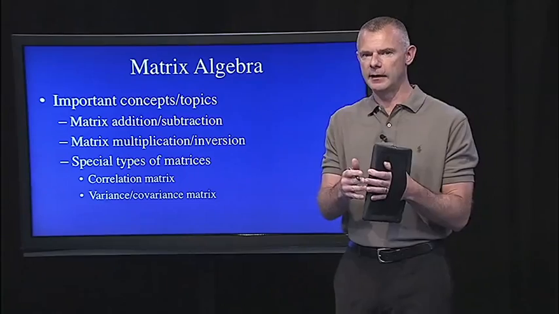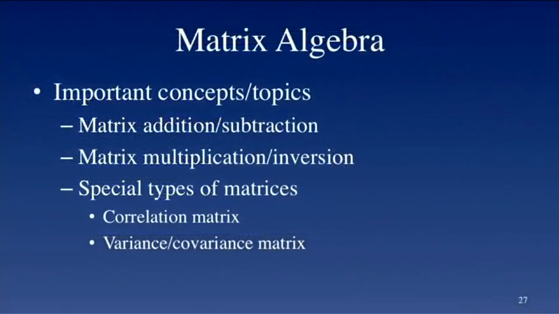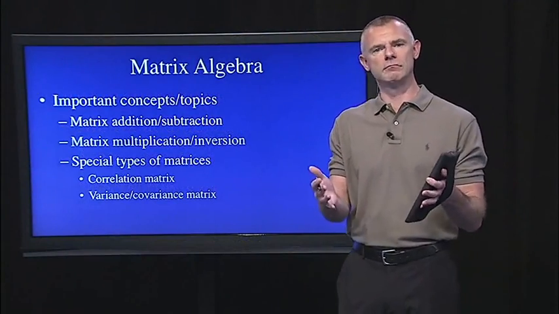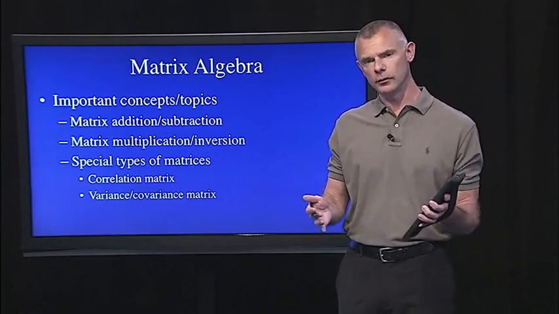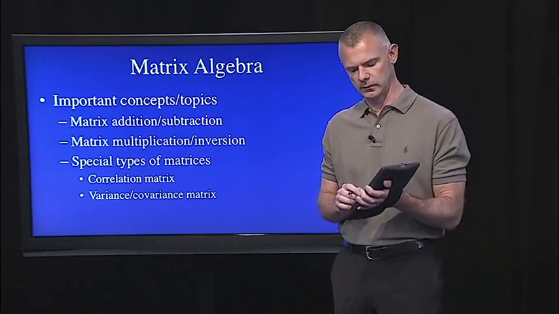So try to understand just how to add and subtract matrices, how to multiply matrices, and how to take the inverse of a matrix. It's like division. And then you'll notice there are certain types of matrices that are special in statistics, and you've already seen them in doing examples in R. So a correlation matrix is a special matrix, and the unstandardized version of that is the variance-covariance matrix. It's special in statistics.